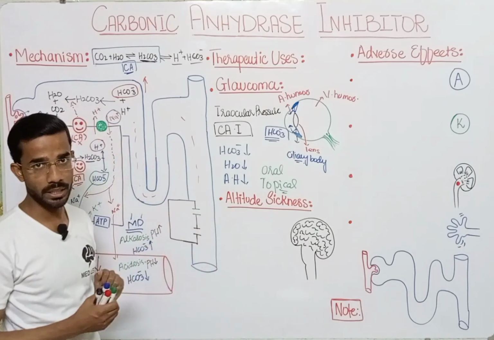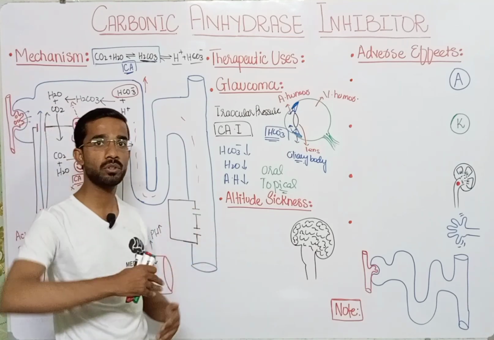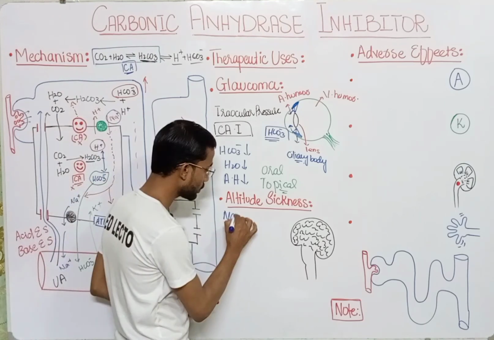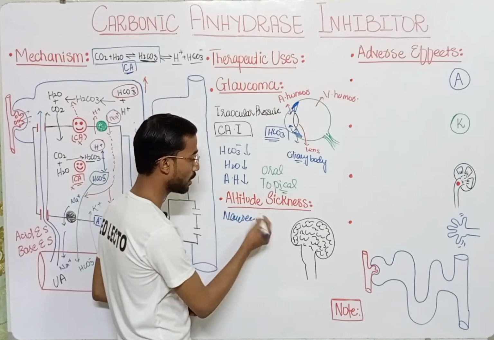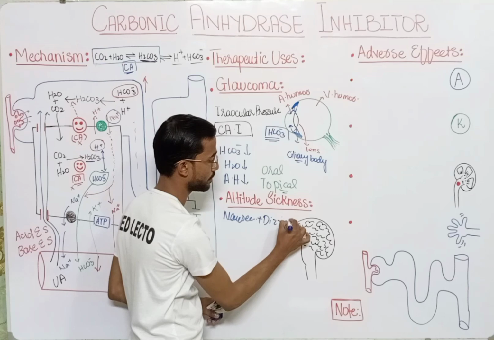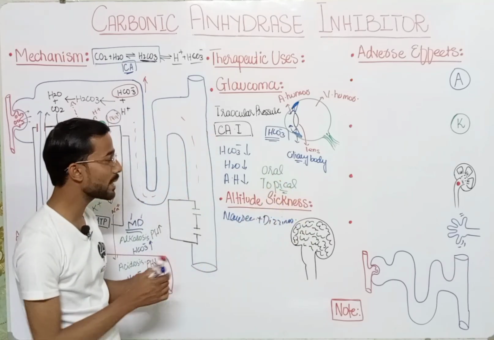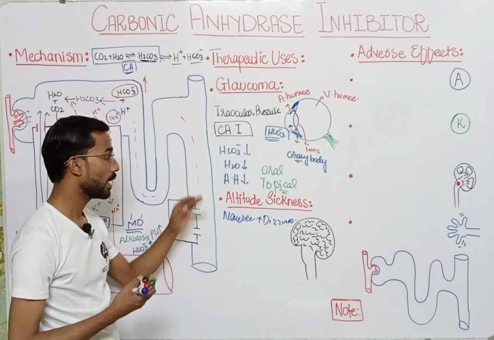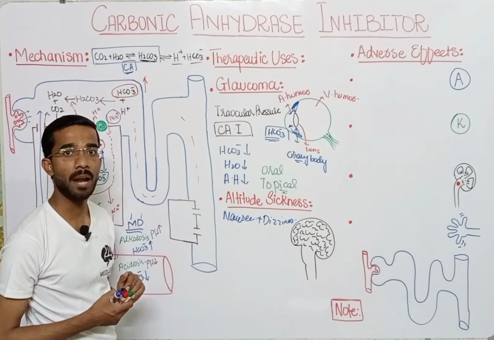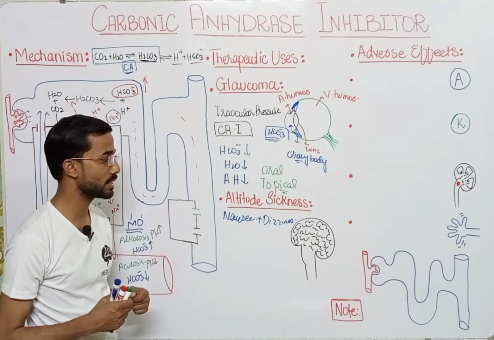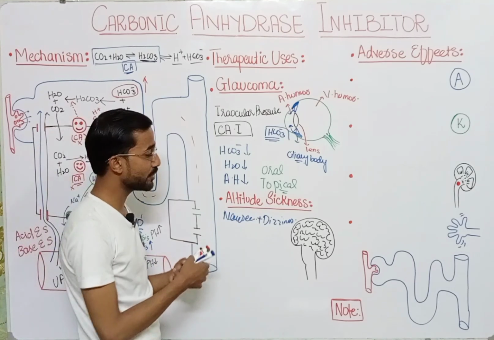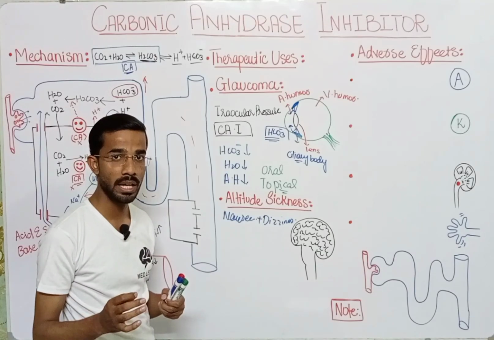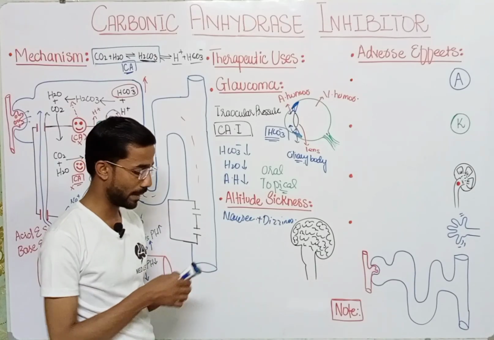Next, altitude sickness. So when someone goes to high altitudes, it causes some problems like nausea, dizziness. So these are basically the symptoms of altitude sickness. Then we can also treat altitude sickness with the help of the carbonic anhydrase inhibitor. How? As we know, cerebrospinal fluid in the brain is produced from the choroid plexus.